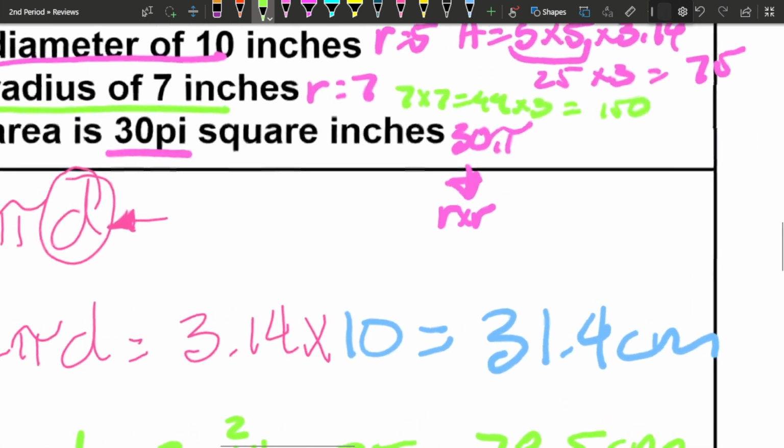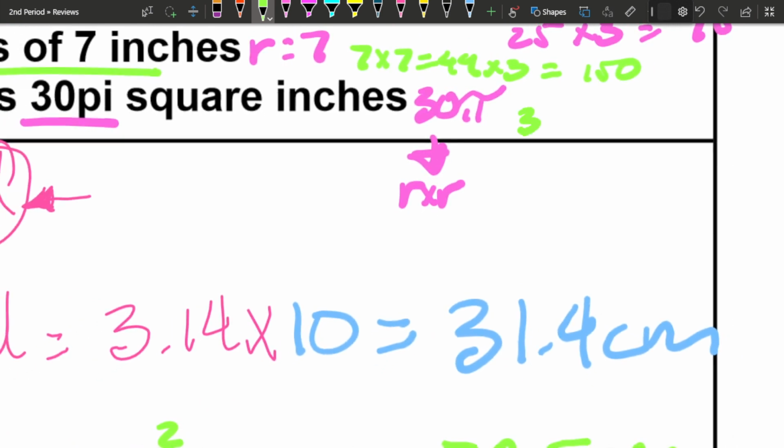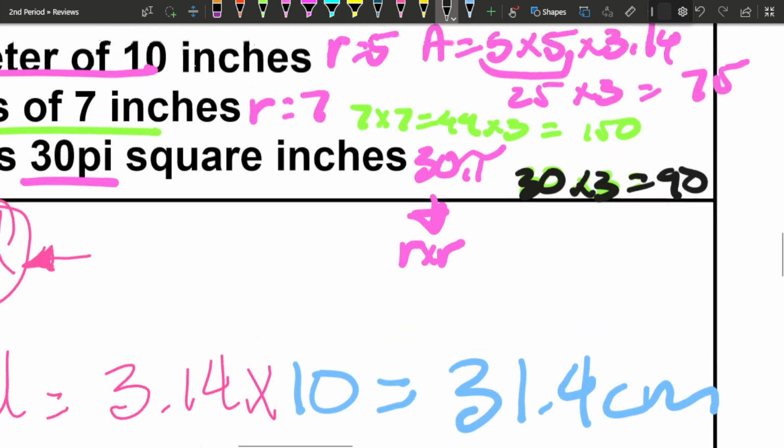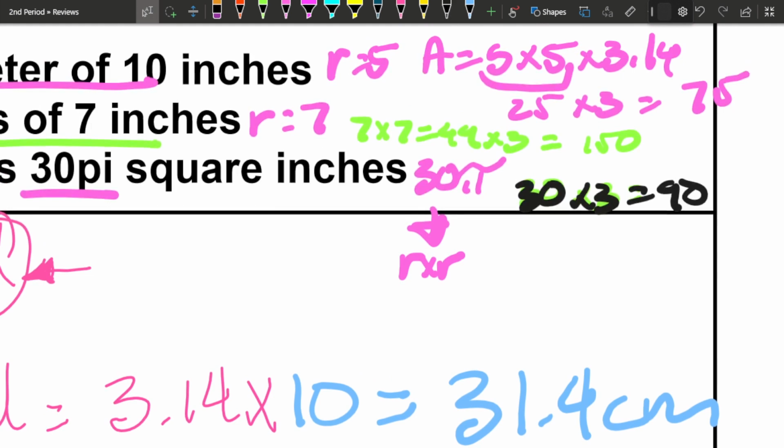So now, this one, all I got to do is 30 times pi, or 30 times 3, estimating. What is 30 times 3? Let me do this in pink, that way I can have a different color. 30 times 3 is 90. All those numbers, they're far apart. So estimating in this question should be enough.